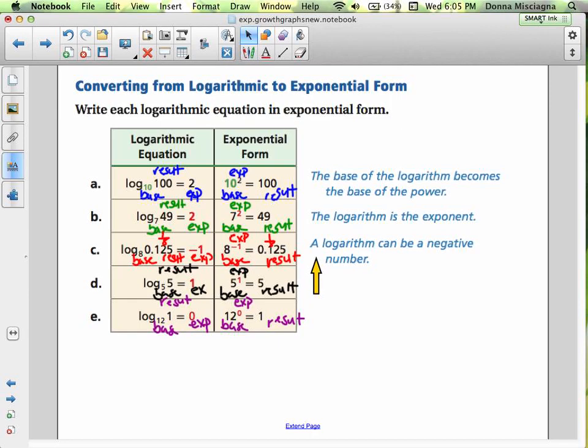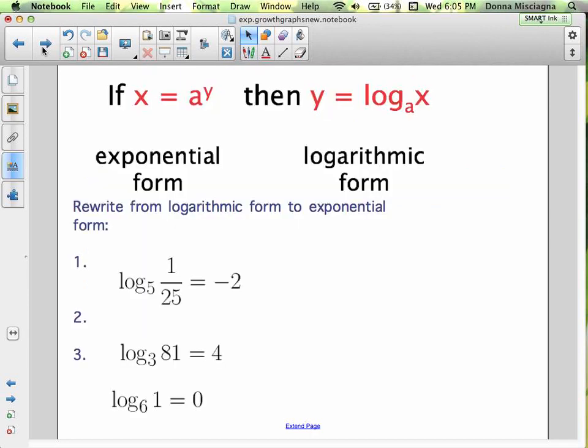And we'll need to do those things. In the next lesson, when we're graphing, we're going to need to be able to rewrite from log to exponential. In later lessons, when we're solving, we're going to need to go the other way and go from exponential to log. So let's take a look at the next one.